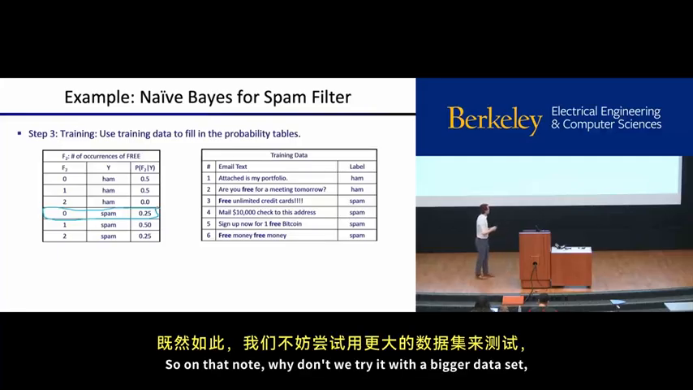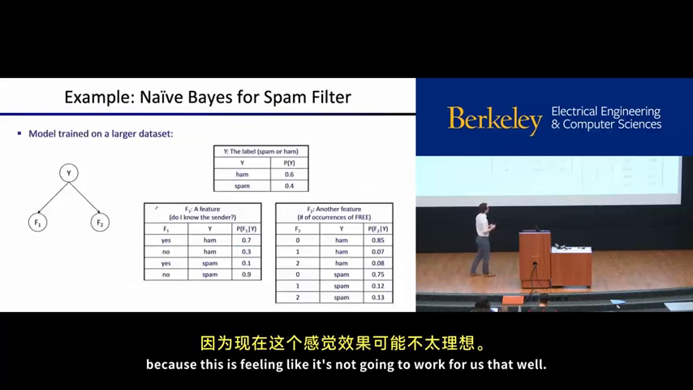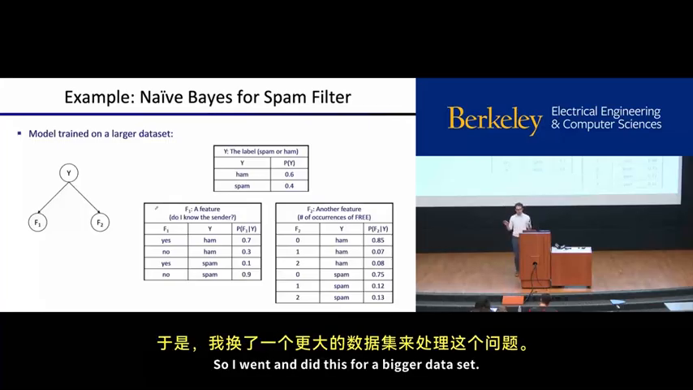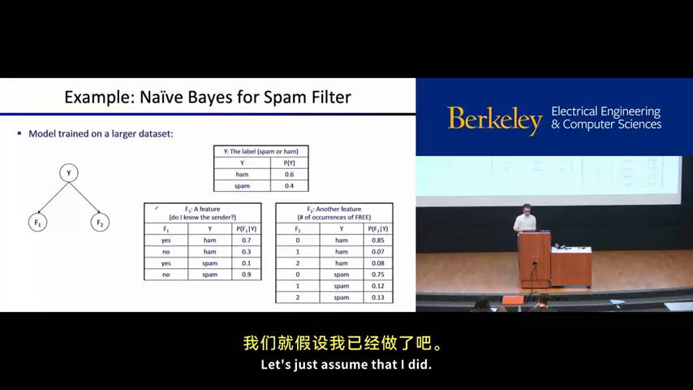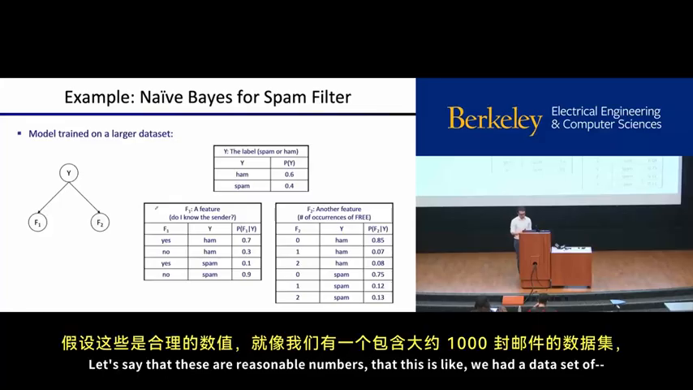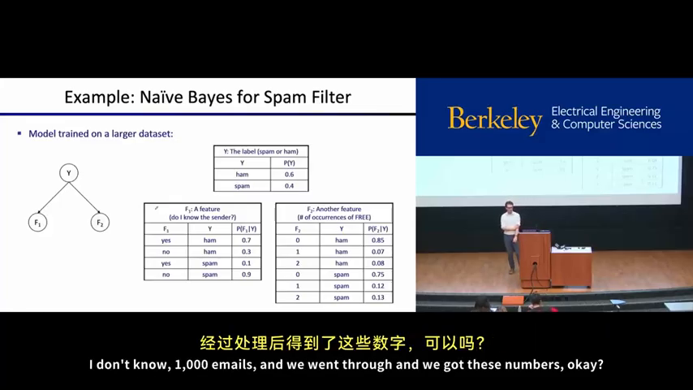On that note, why don't we try it with a bigger data set, because this is feeling like it's not going to work for us that well. So I went and did this for a bigger data set. Okay, I didn't really, but these numbers are here. Let's just assume that I did. Let's say these are reasonable numbers, that we had a data set of, I don't know, 1,000 emails, and we went through and we got these numbers, okay?